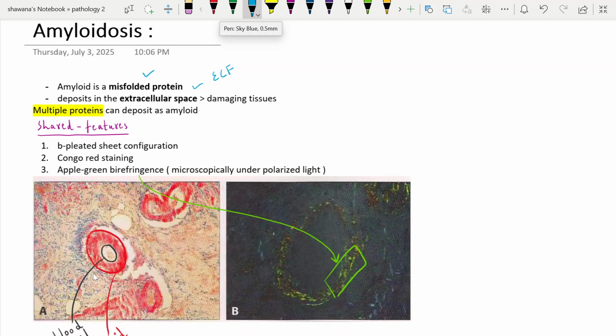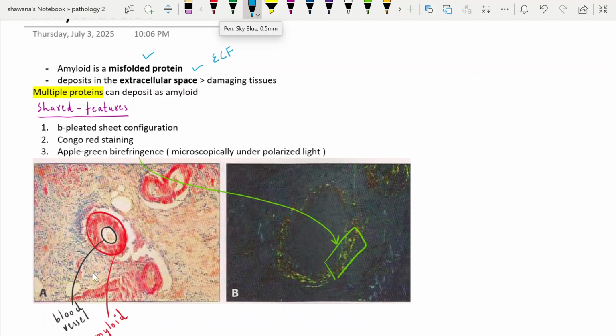So, in this context, we can see that it damages the tissues. It damages the tissues around the cells. One important thing worth mentioning here is that multiple proteins can be deposited as amyloid. It means that there are several proteins that share features similar to amyloid, and they can be deposited as well. But the shared features of these are listed below.